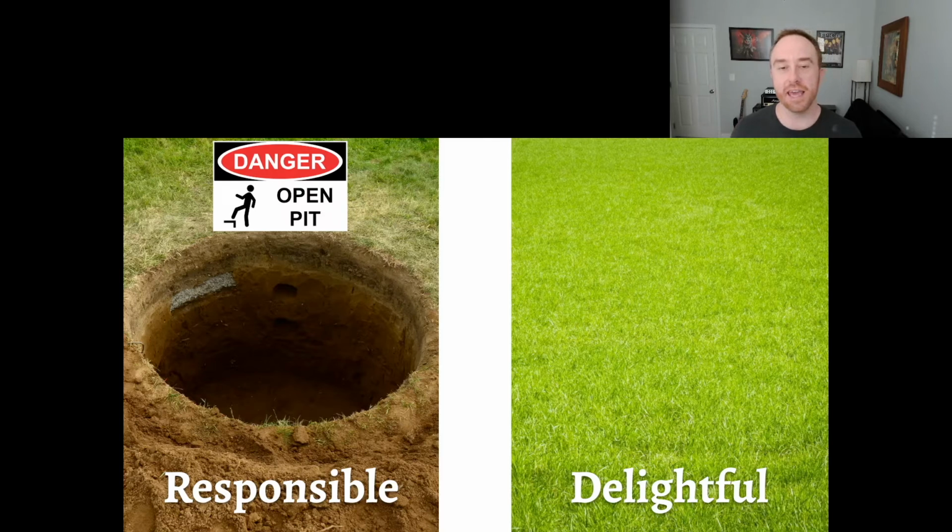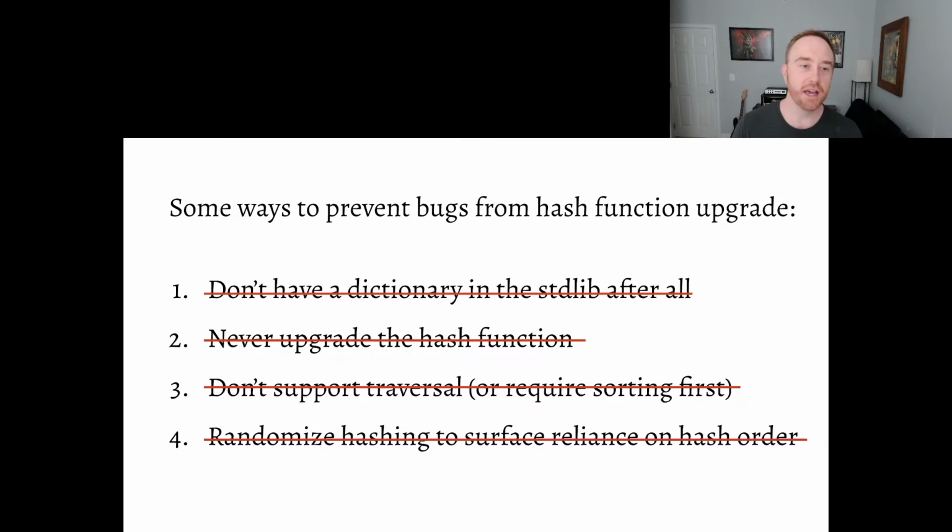available before. Can we do that while still giving a delightful experience of just having all of your code continue to work? Well, here are some ways that I don't think are going to work to prevent bugs from hash function upgrade. One is don't have a dictionary in the standard library at all. Well, that's the whole point of what we're trying to do here, is trying to find a way to put a dictionary in the standard library.